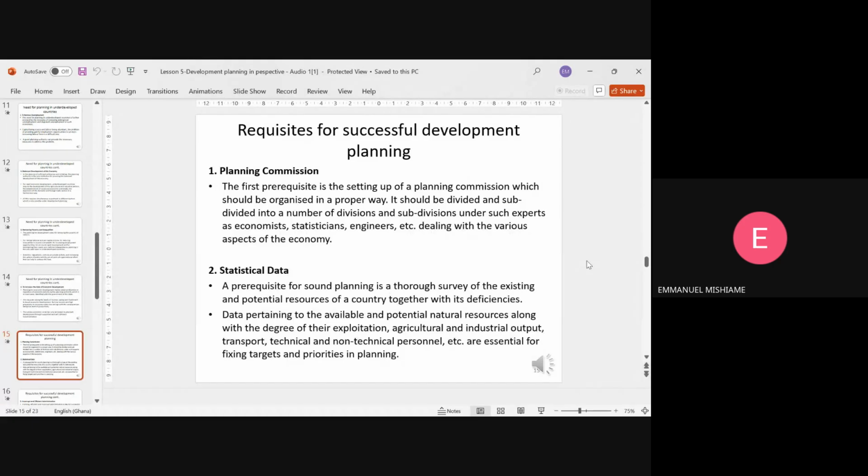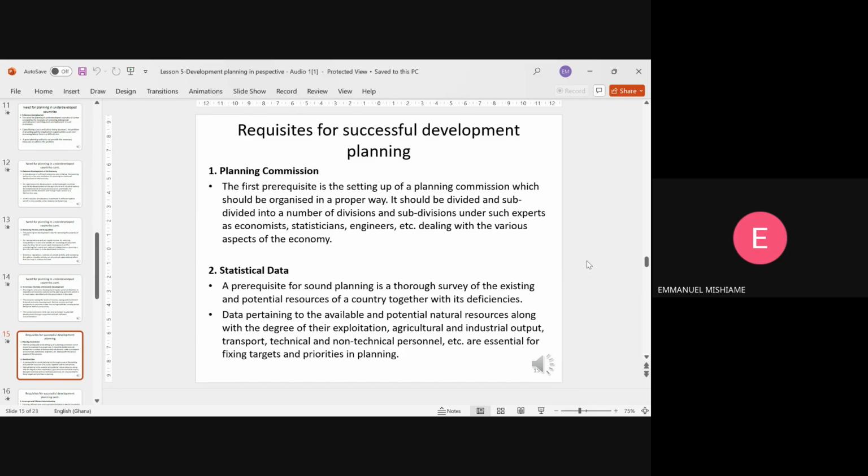Now, when we move on to the requisites for successful development planning, what do we need? Now we know that planning is indeed important from the previous thing that we looked at. From the need for development planning, we know that planning is important, essentially in removing unemployment, boosting economic development, reducing poverty and inequality and other reasons. But what do we need for successful development planning? What are some of the things that we need to ensure that unemployment will be reduced and all of these things will be achieved?